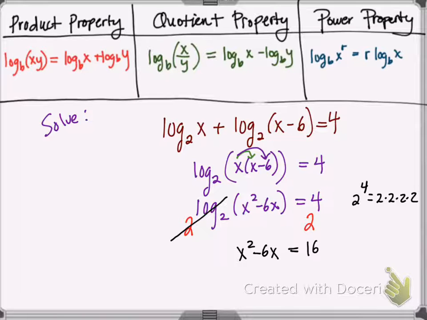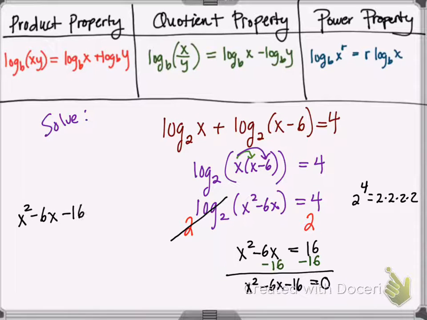So now in order to solve this, I need to subtract 16 from both sides to get everything on the left-hand side because I see that it has an x squared, which means this is a quadratic. x squared minus 6x minus 16 is equal to 0. Now that this is equal to 0, I can factor this.